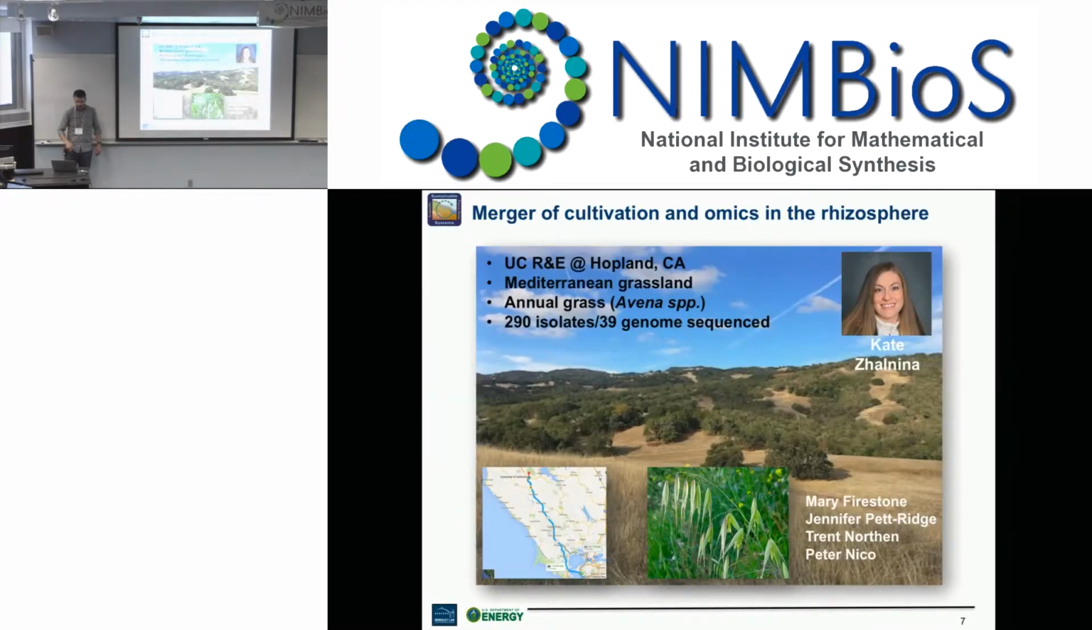Okay. So I want to give one example first. This is a merger of cultivation and omics in the rhizosphere, and this is work by Kate Zelnina, who's a postdoc who works between all of us here, but primarily Trent Northern and myself.